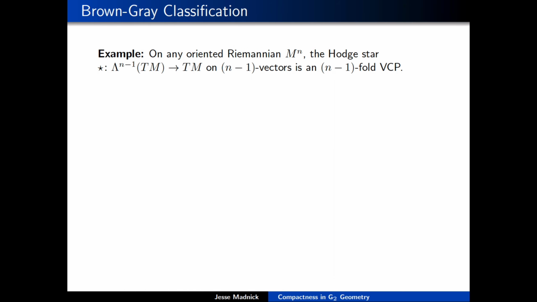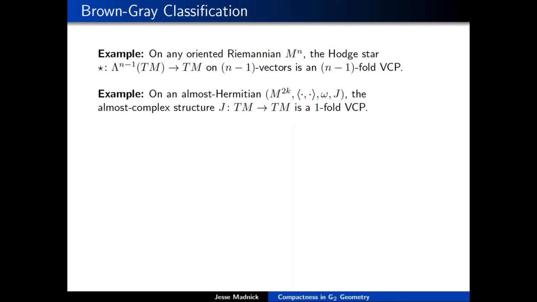So we've already seen some examples of vector cross products. For example, on any oriented Riemannian n manifold, the Hodge star operator on n minus 1 vectors is an n minus 1 fold vector cross product. So when n is 3, you get the familiar two-fold vector cross product on an oriented Riemannian 3 manifold. Also interesting, believe it or not, is the case of one-fold vector cross products.